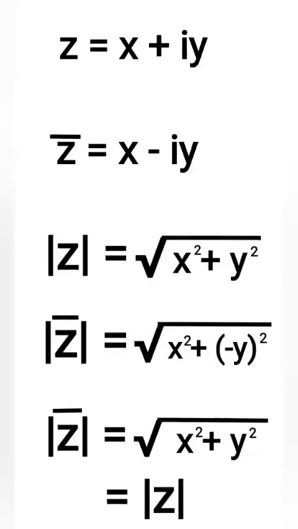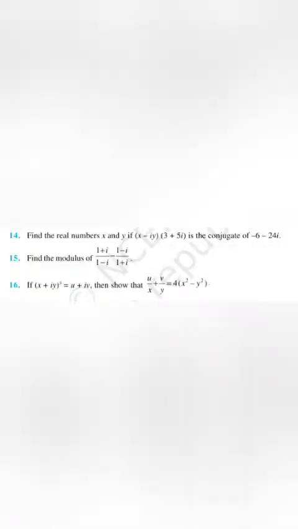Modulus of z is equal to square root of real part square plus imaginary part square, that is x square plus y square. Similarly, modulus of z conjugate is equal to square root of real part square plus imaginary part square, that is x square plus (minus y) square, which is further equal to x square plus y square, that is equal to mod of z. Thus modulus of z conjugate is equal to modulus of z. Now let us do some questions on complex numbers.